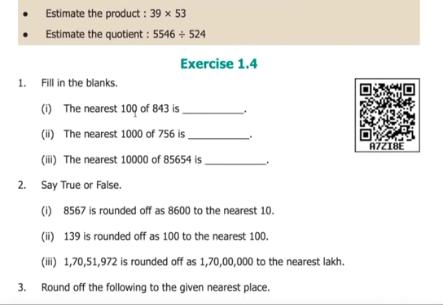Fill in the blank. The nearest 100 of 843 is 900. Which one is the nearest, 800 or 900? 800 is nearest. The nearest 1000 of 756 is 1000. The nearest 10,000 of 85,640 is 90,000.